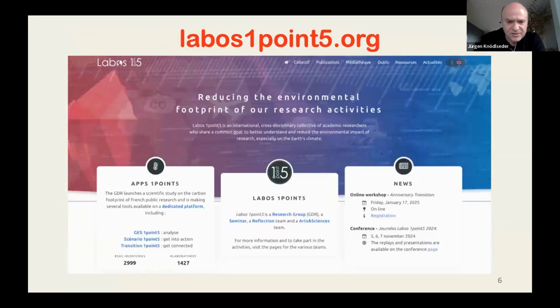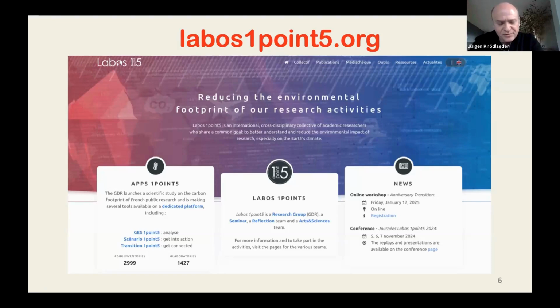Now, Sarah mentioned already Labo 1.5, and I wanted to also introduce this quickly to you for those who don't know this. It started a bit like Astro for Planet Earth as a grassroots initiative from just researchers globally, not only in astronomy, but globally in France, that wanted to better understand the environmental impacts of our research activities. And now, in fact, it's two things. It's first an official research group recognized by CNRS and even funded by CNRS. And then, in addition, it's still a kind of grassroots initiative with seminars, reflections, arts and science, and so on.